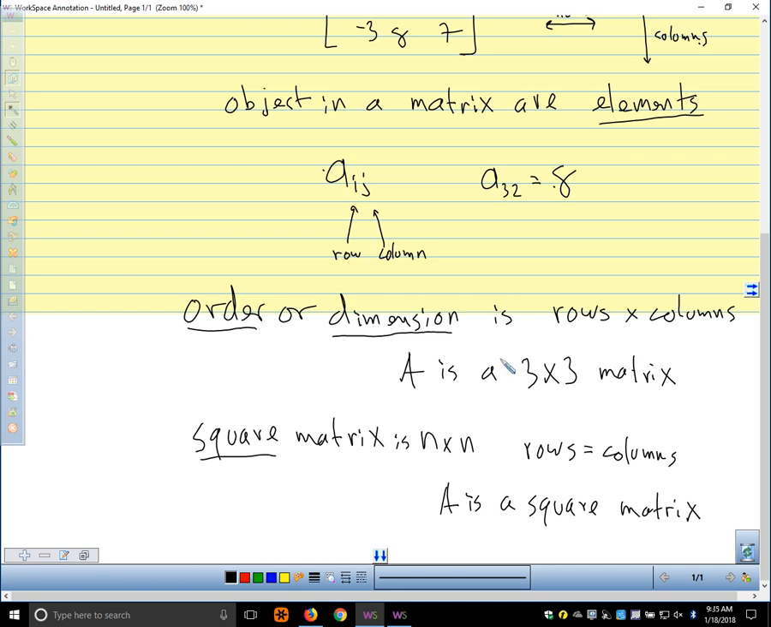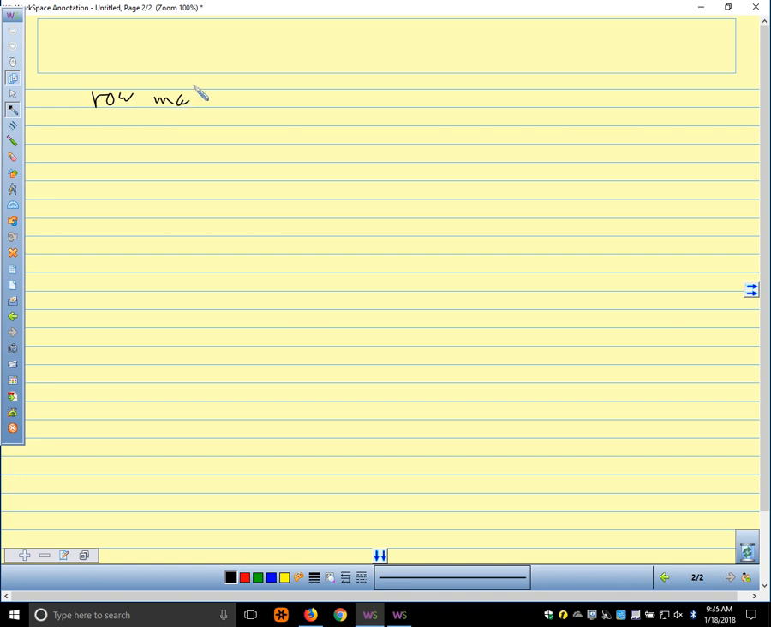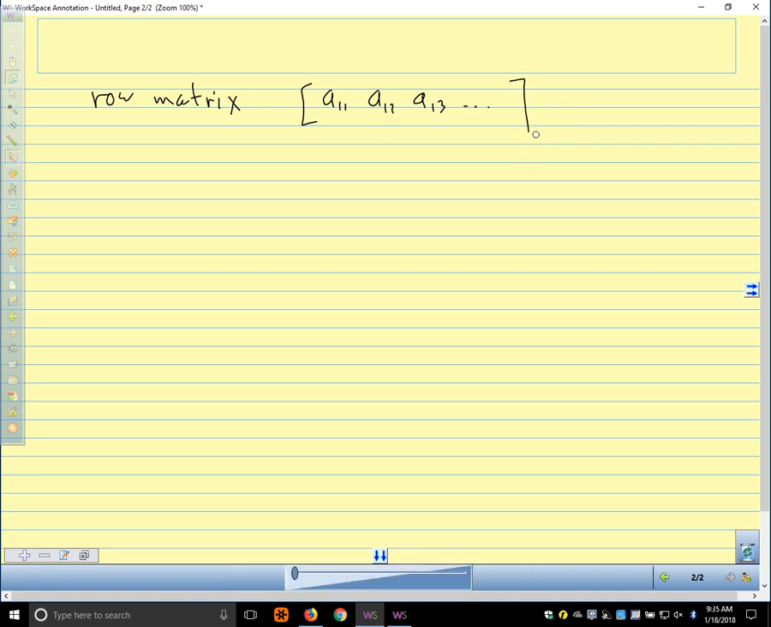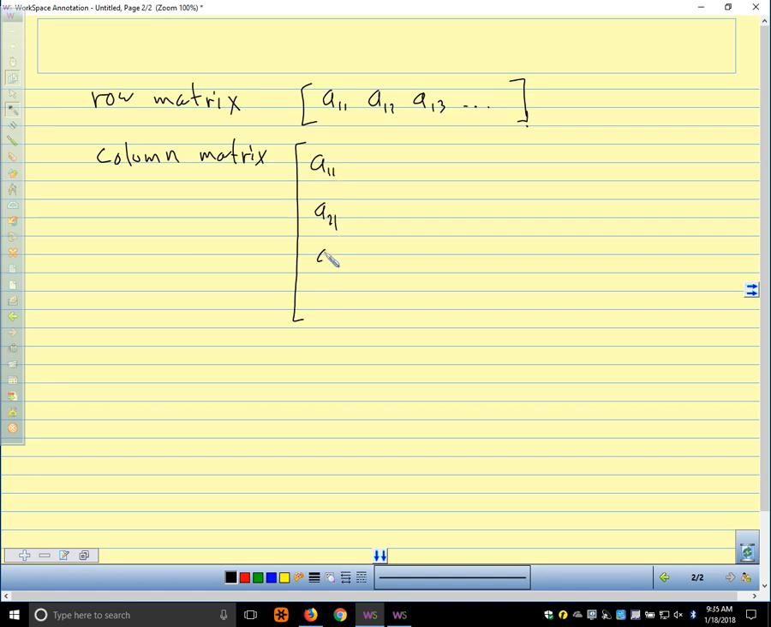We can also have a row matrix, which is just one row. So it would be A11, A12, A13, dot, dot, dot, for however many columns we have. That would be a row matrix. And a column matrix just means we have one column. So that would be a column matrix.